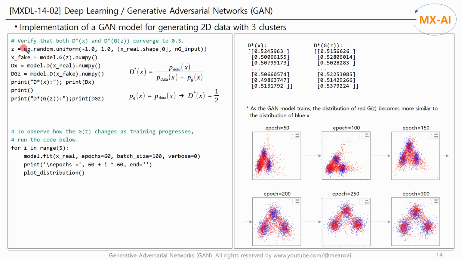G-loss changes like this. Next, let's verify that both D star x and D star g of z converge to 0.5. The formula for calculating D star x, as seen in the previous video, is as follows. In theory, D star x converges to 0.5. Our results also show that both D star x and D star g of z converge to 0.5. Finally, let's observe how g of z changes during training. As the GAN model trains, we can see that the distribution of red g of z becomes more similar to the distribution of blue x.